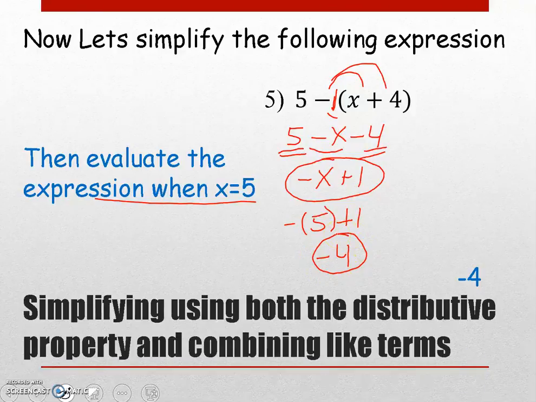There you have it. We are doing really 3 things today. We're combining like terms, we're using the distributive property, and then we're evaluating each expression when x, or the variable, is a certain number.